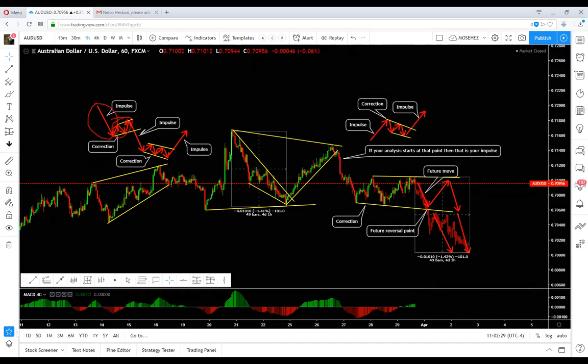So this is the wave that we should look for. Then when another correction starts happening, this is also the wave we should look for.